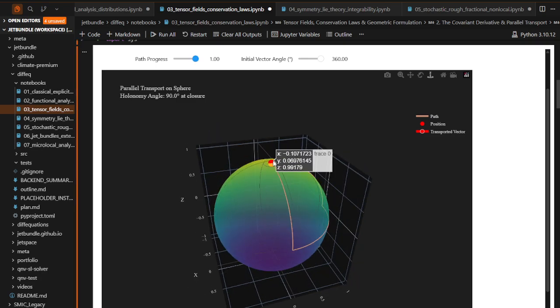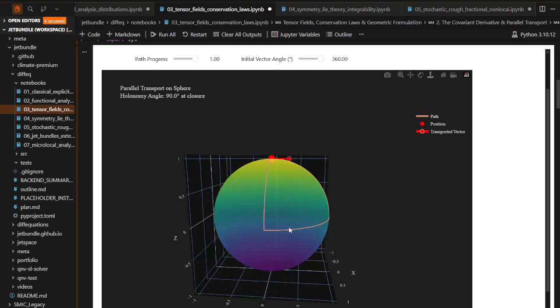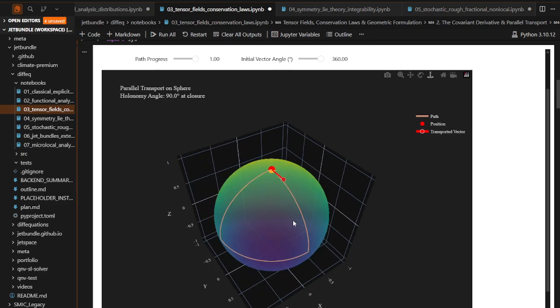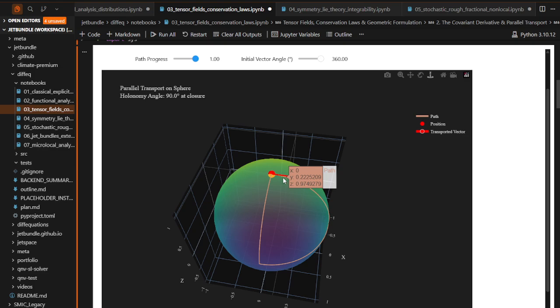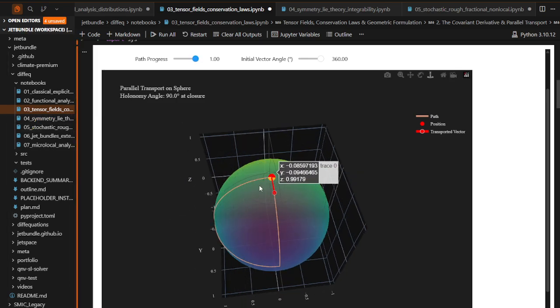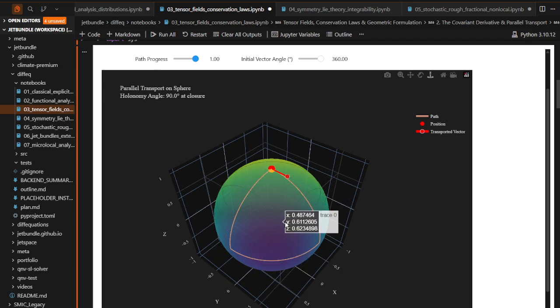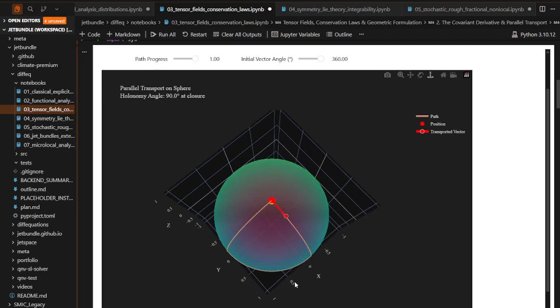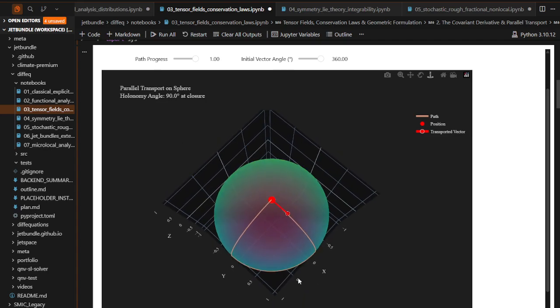If you were at the North Pole and you faced the same direction, but you just did a little closed loop, you would find out that you will have rotated 90 degrees. The holonomy equals the solid angle that's enclosed by the loop itself. Mathematically. And this isn't the vector's fault, because it's the sphere's curvature.